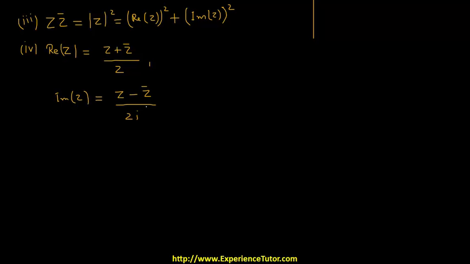If z is purely real number, then imaginary part of z is equal to 0. So we can write if z is an element of real numbers, is a real number, then imaginary part of z is equal to 0, which implies that z is equal to conjugate of z.